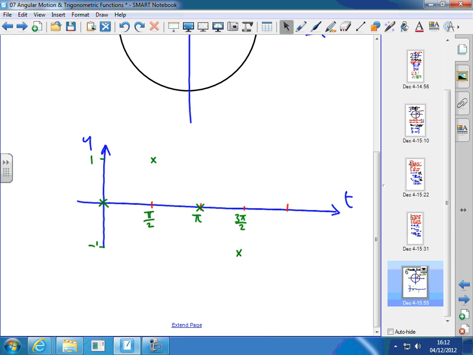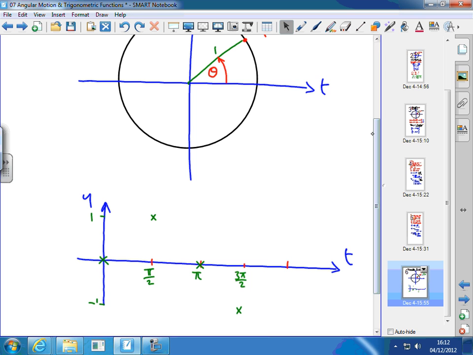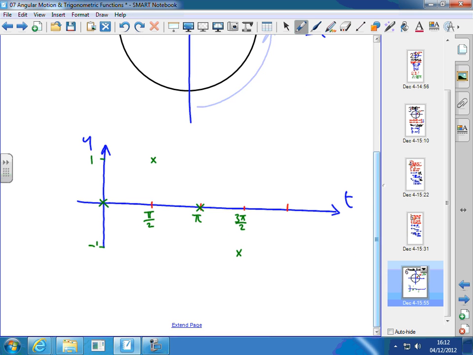And then we go back full circle. So we're coming around this part now, and we get back to 0 again. 360 degrees or 2 pi, we're back to 0. And we have a plot of all the angles.